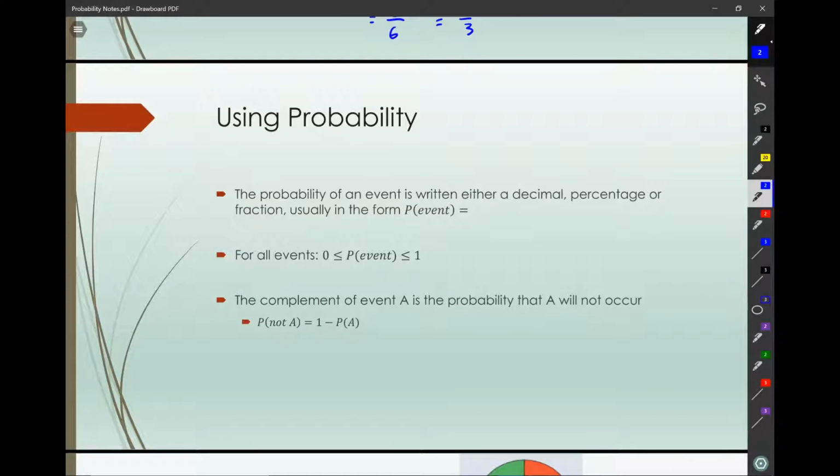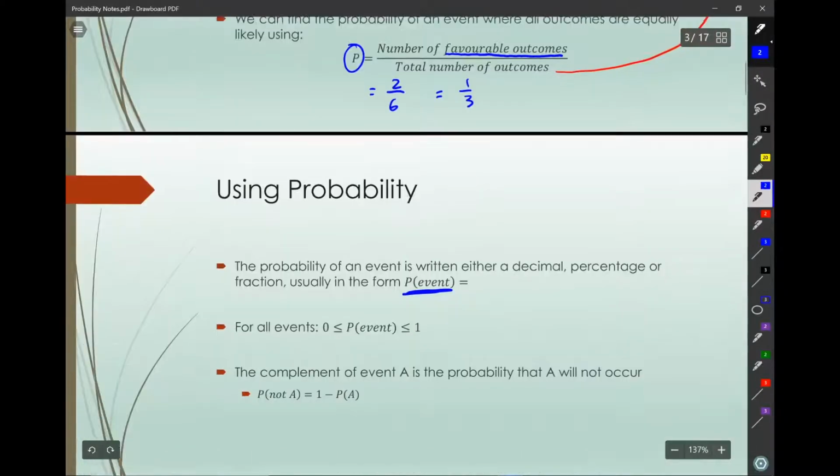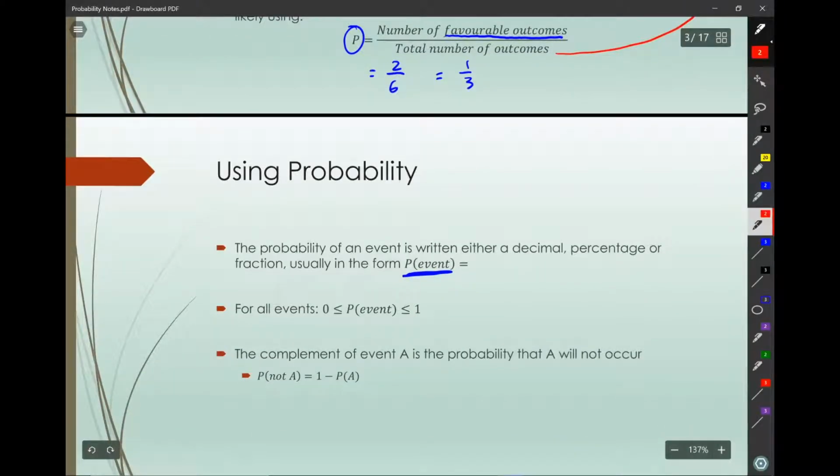Now, another important thing we need to know is how to communicate probability when we're writing things down. And this is the general form for writing the probability of an event. P to designate probability, and then in brackets you write the event. So in our example up here, you would write in this space, rolling a number higher than 4.